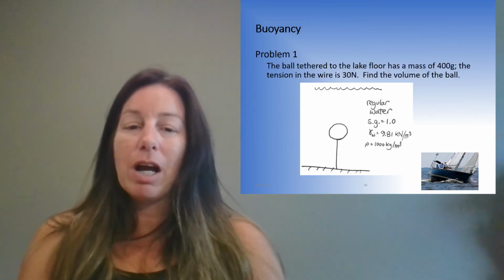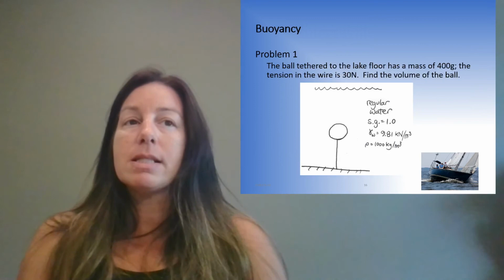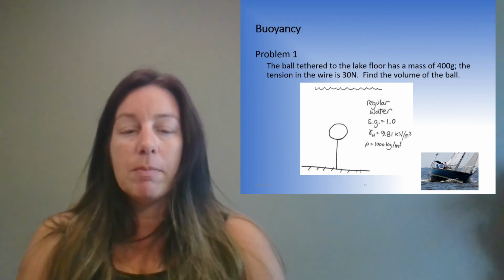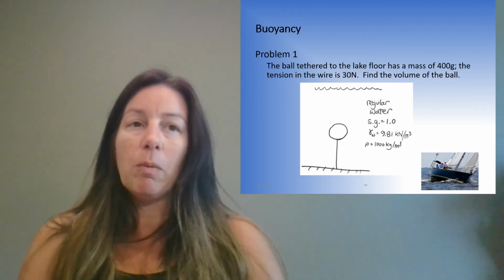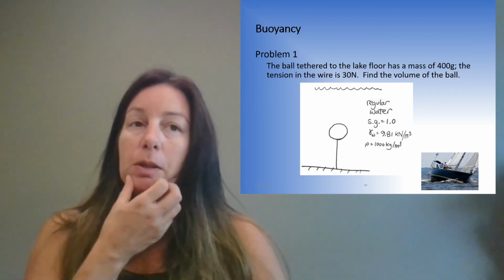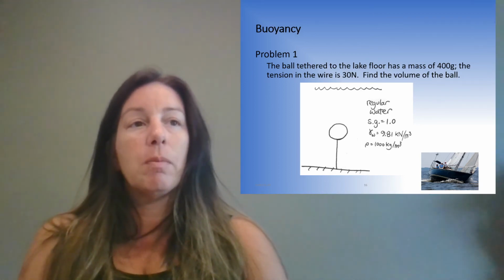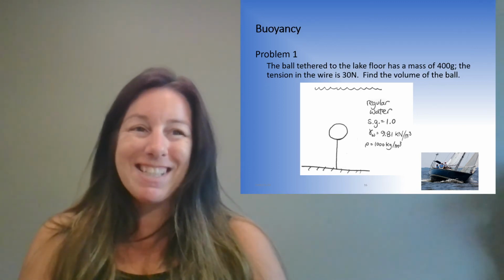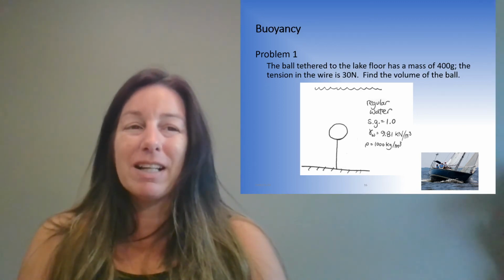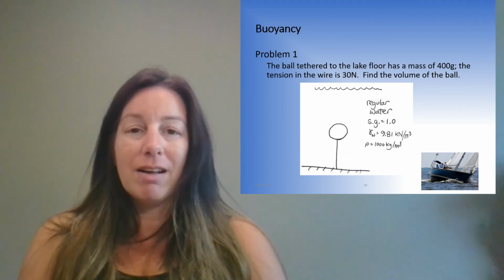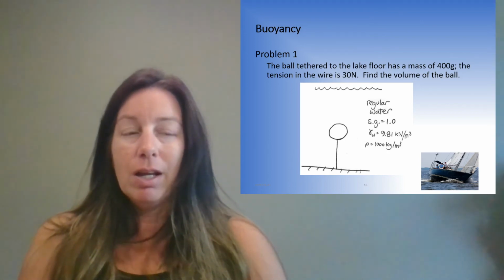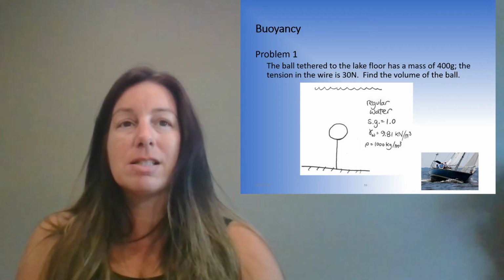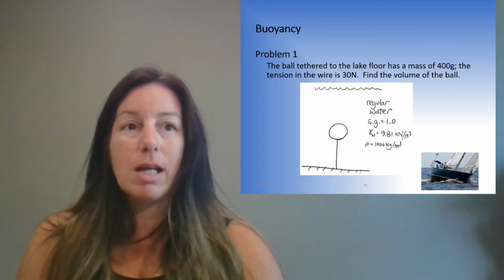So here's a problem to try. Okay. A ball is tethered on a lake floor, so again, fresh water, and has a mass of 400 grams. The tension on the wire is measured to be 30 newtons. What's the volume of the ball? So we've got specific gravity of the water is 1. Life is good. And it's all fresh water at 4 degrees C. So you know the specific gravity, you know the unit weight, you know the density. It's also written right there. Give it a try. Then on Wednesday, we'll figure this out.